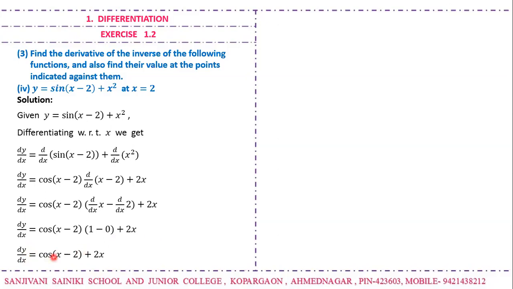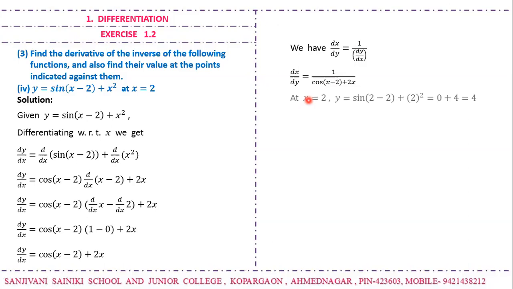Now we want the derivative of the inverse function. So dx upon dy is obtained by taking the reciprocal of the derivative of y with respect to x. Put the value. This is the derivative of the inverse function. But now they have asked to find the derivative of the inverse function at the particular point x is equal to 2, when y is equal to what? Y is equal to sine of 2 minus 2 plus 2 square. 2 minus 2 is 0, sine 0 is 0.